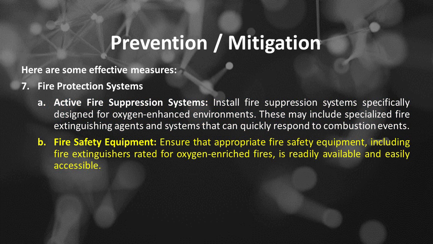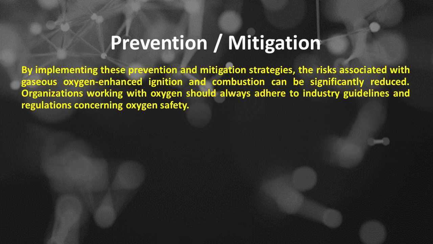Number B, of fire protection systems is fire safety equipment. Ensure that appropriate fire safety equipment, including fire extinguishers rated for oxygen-enriched fires, is readily available and easily accessible. By implementing these prevention and mitigation strategies, the risks associated with gaseous oxygen-enhanced ignition and combustion can be significantly reduced. Organizations working with oxygen should always adhere to industry guidelines and regulations concerning oxygen safety.